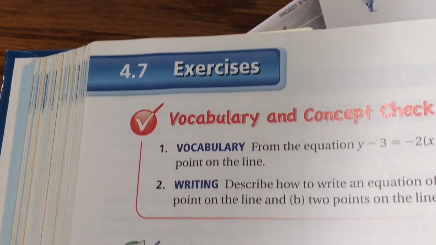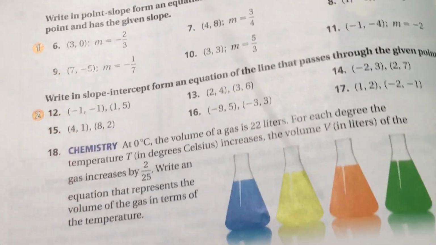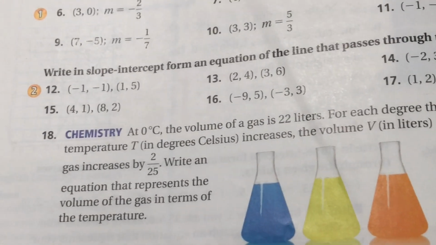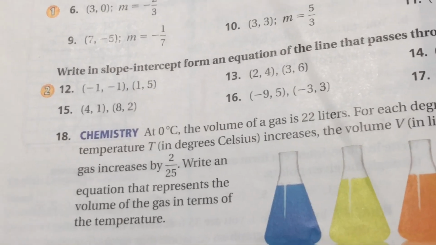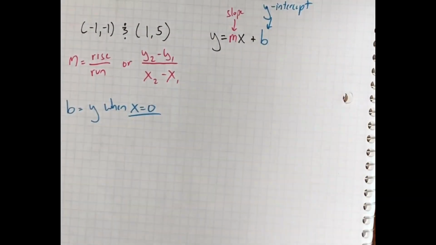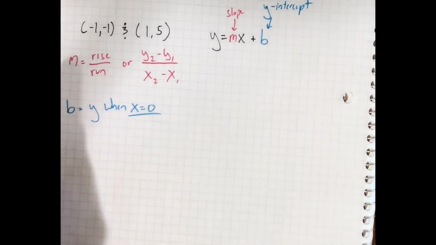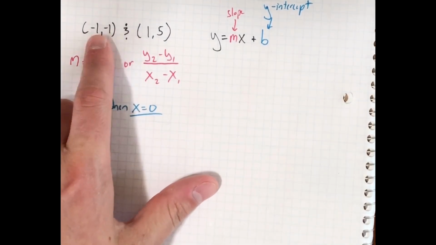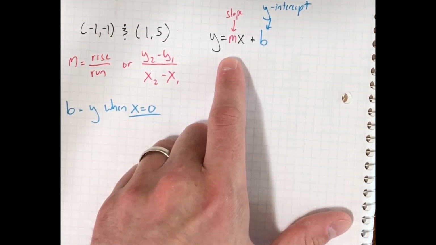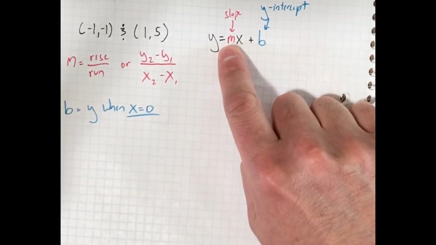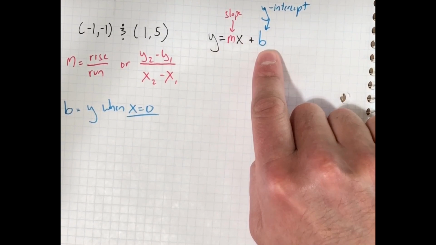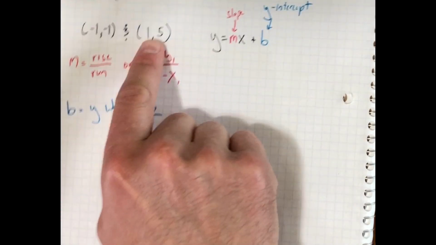Okay, team, this is 4.7. We're looking here at problems 12 through 17, and this is writing equations for lines that go through two different points. So to write an equation that goes through 2 points, this is that first one, by the way, this is number 12, I'm going to use slope-intercept form, and this means I have to find a slope, and I have to find a y-intercept for the line that's going to take these 2 points.